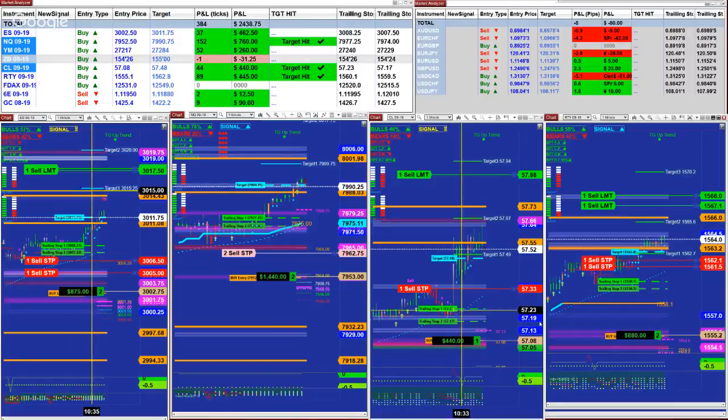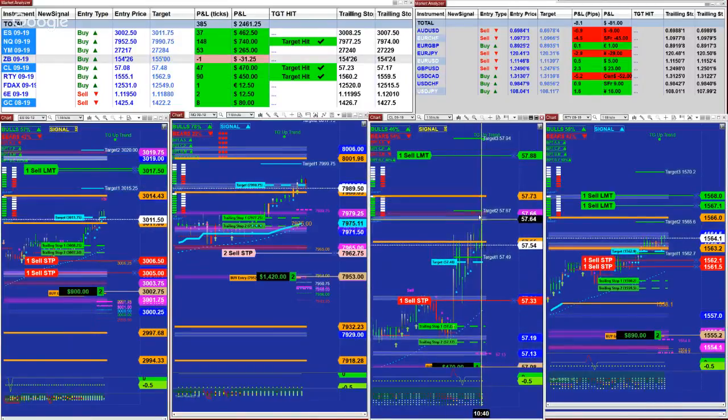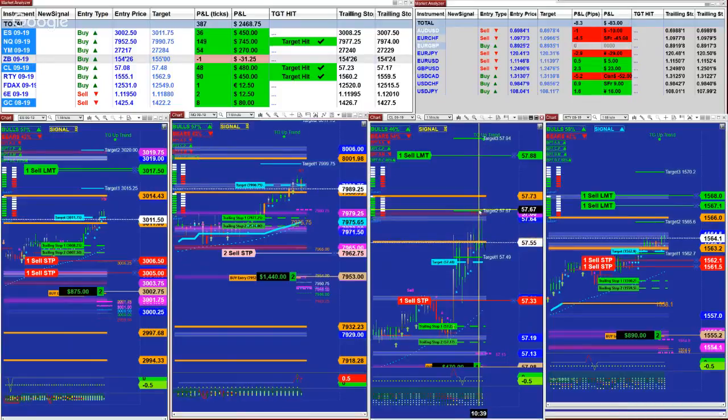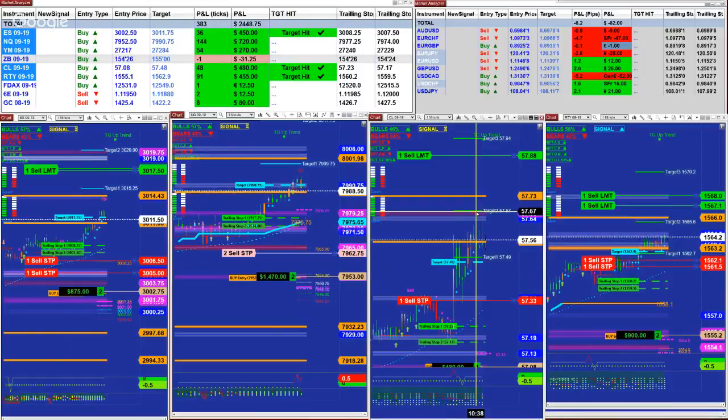Look what happened to the CL, because we have a double resistance and we have target two, and anything above that is a play. Anything above that is just a hot air balloon, and doesn't make any sense anymore on those.